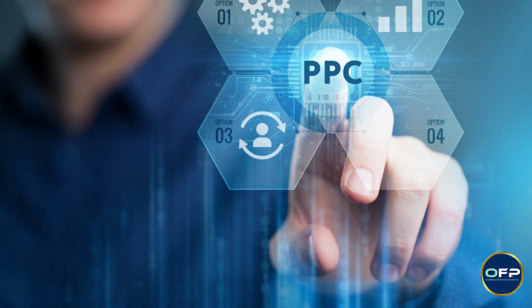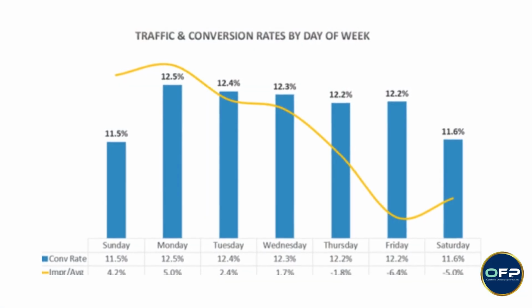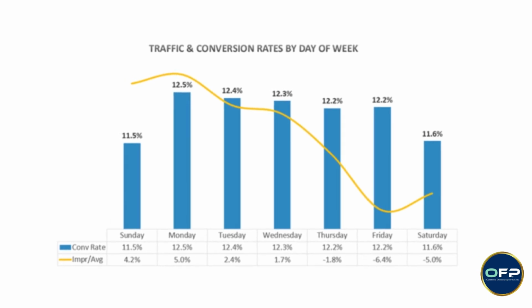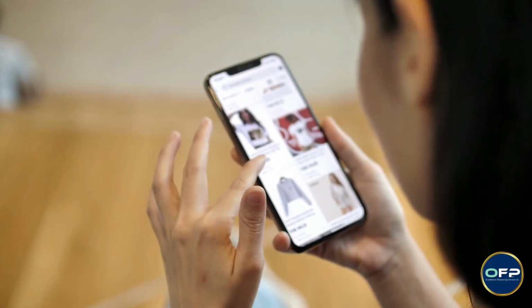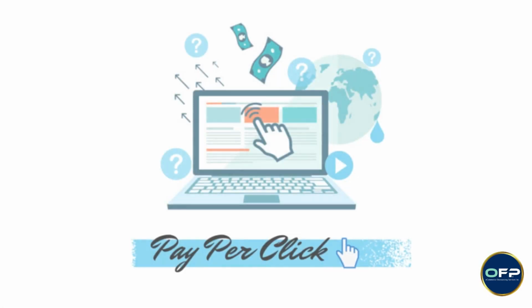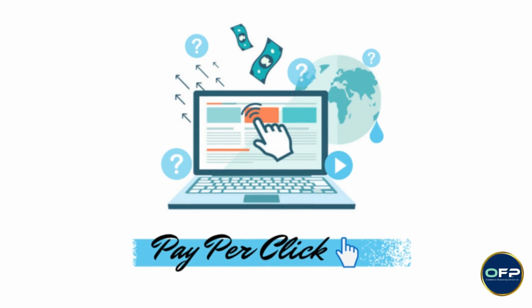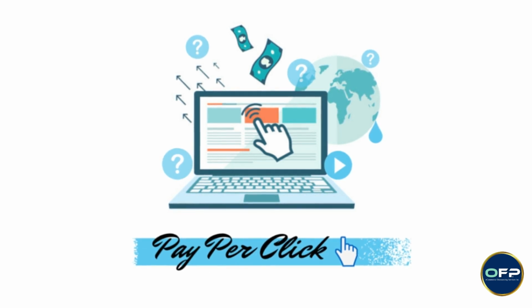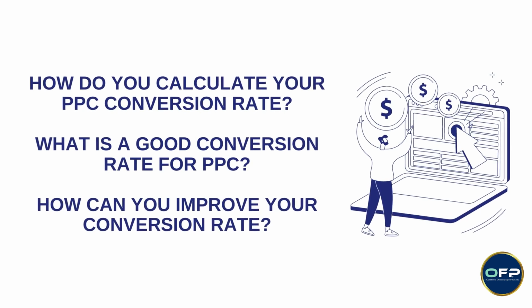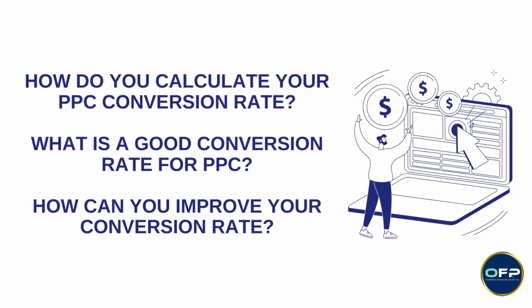One of the most important factors in a PPC campaign is the conversion rate, the percentage of customers that perform the desired action, such as making a purchase, after clicking on an ad. Your PPC conversion rate is closely related to the amount of money you make from your ads. In this guide, we'll answer all your PPC questions like: how do you calculate your PPC conversion rate?